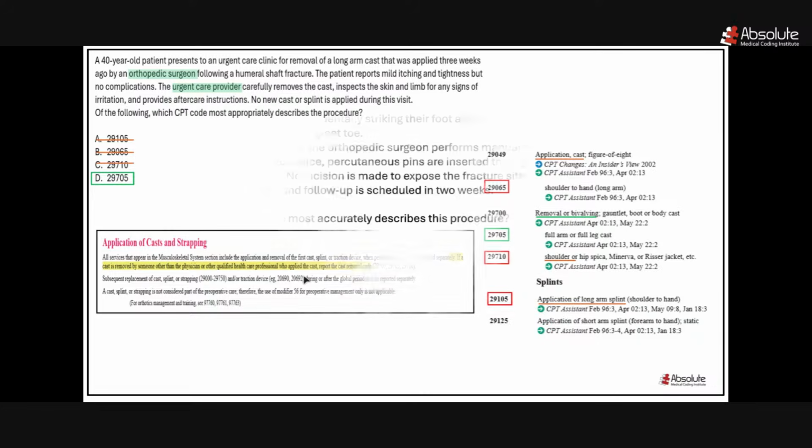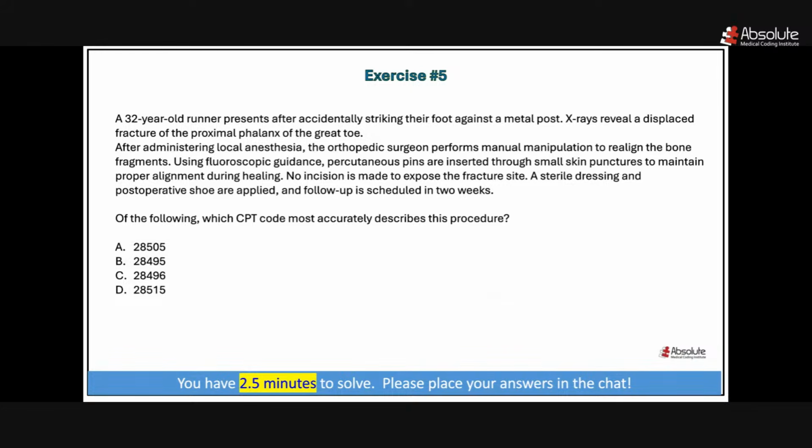Let's quickly move on to the next one. Exercise number 5. Which best or most accurately describes this procedure? Option A, 28505. Option B, 28495. Option C, 28496. Option D, 28515.